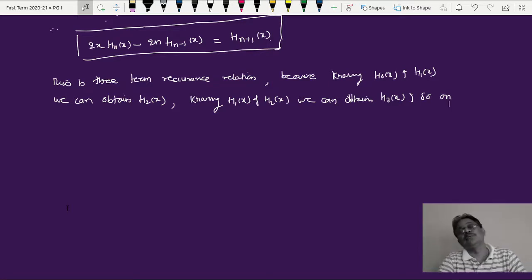So this is one of the important recurrence relations from the examination point of view. Sometimes this is asked in examination.